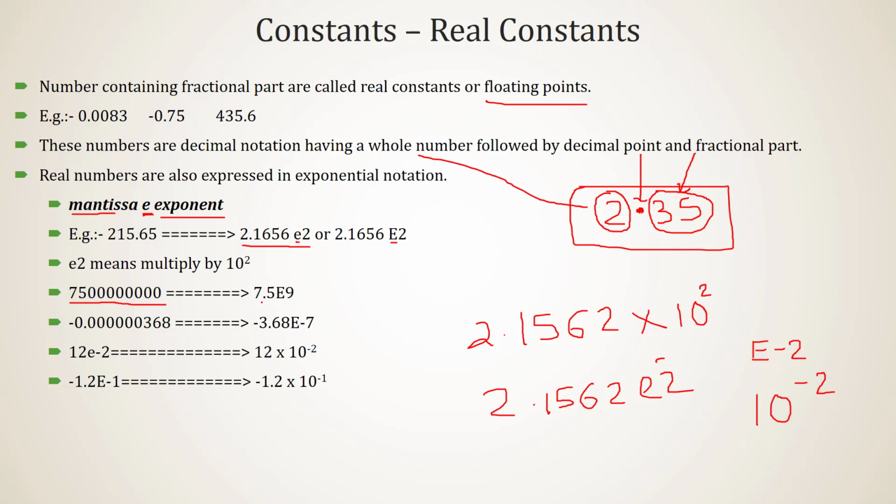Here I am writing it as 7.5 E9. That is 7.5 into 10 raised to 9. It is nothing but 75 followed by 8 zeros. Otherwise you can write it as 75 E8 also. Both are correct.